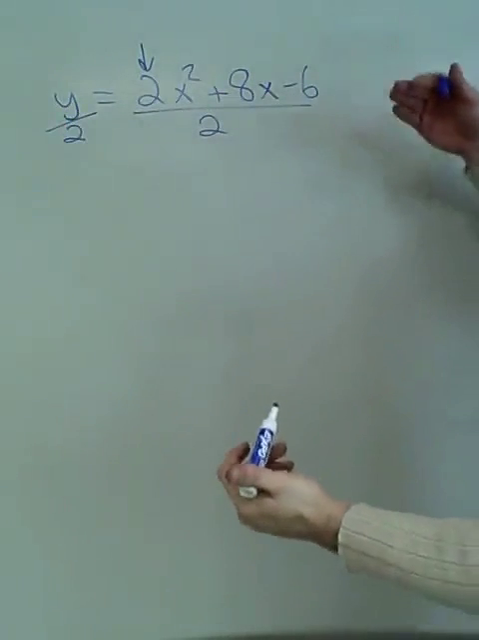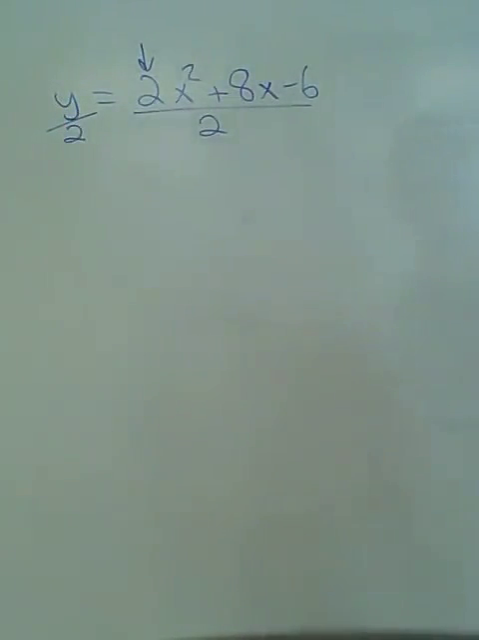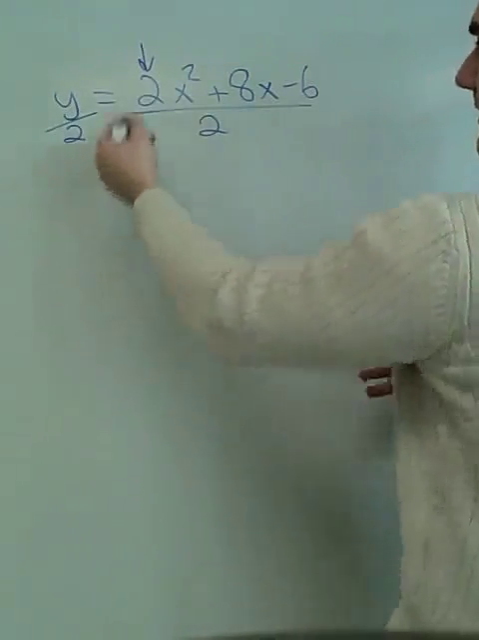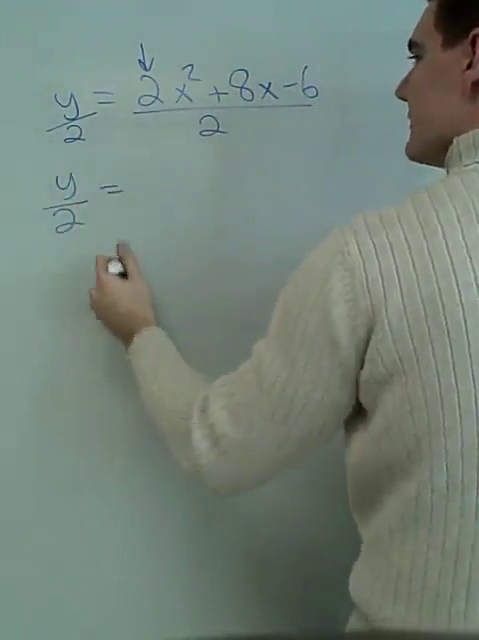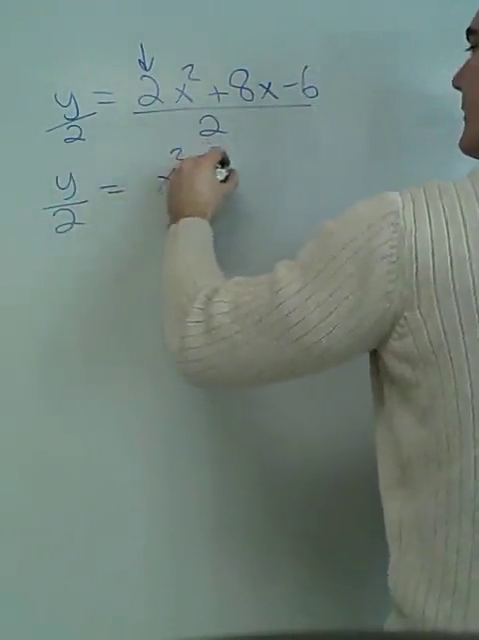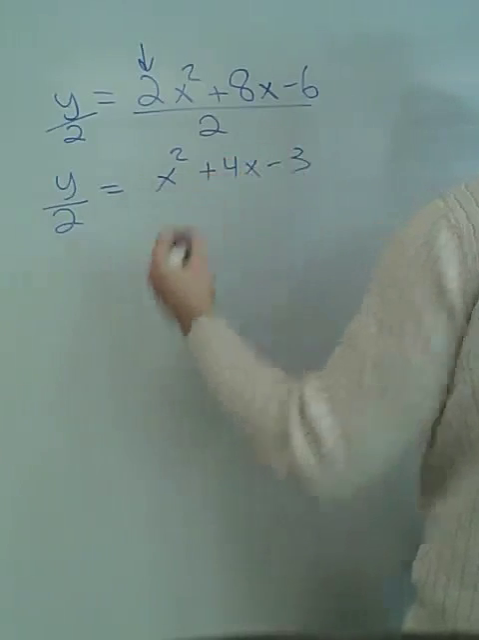Now on the right, you're going to reduce them. Now this doesn't always work out nicely. You can have fractions in the problem, but as far as we're concerned today, all these are going to reduce nicely. So we got y divided by 2 equals x squared plus 4x minus 3.